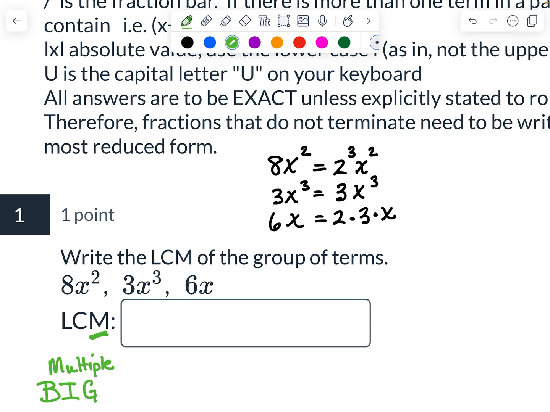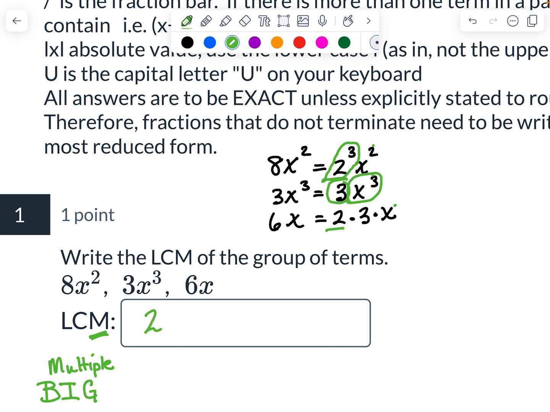So even though I have a factor of 2 in the 8 and a factor of 2 in the 6, I want the 2 to the third power because it is the largest factor in my list of factors of 2. I also have a factor of 3. And then when I look at my x's, I have a second power, I have a third power, and I have a first power. I need to take this one. So 2 to the third power times 3, x to the third power is going to be my greatest common factor. So that, or my least common multiple, I'm so sorry, my least common multiple.